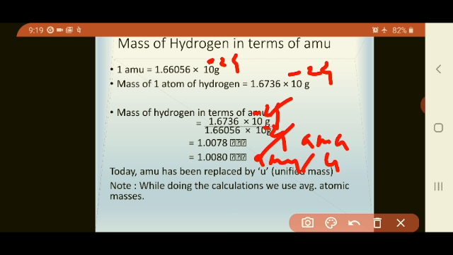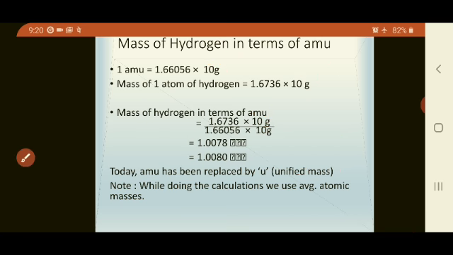Like this, even the mass of oxygen is 15.995, which we nearly take as 16. So these atomic masses we will use in solving the problems. You must know how to calculate the mass of any element in terms of AMU. If you want it in detail, it is given on page number 30. Please go through it.